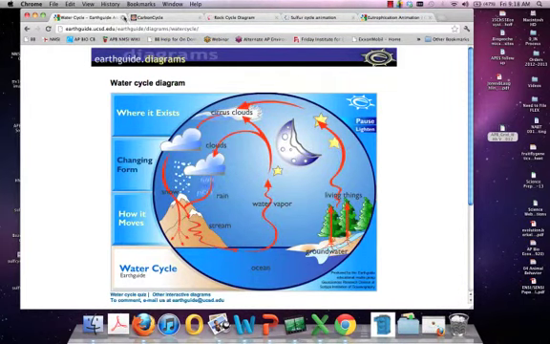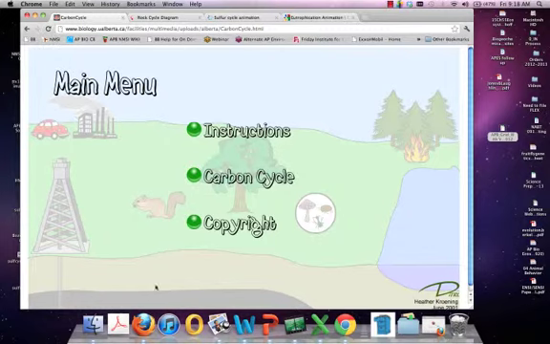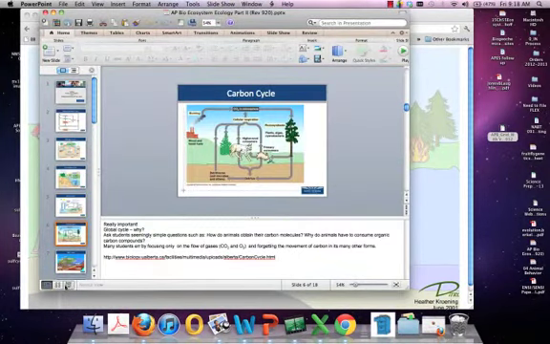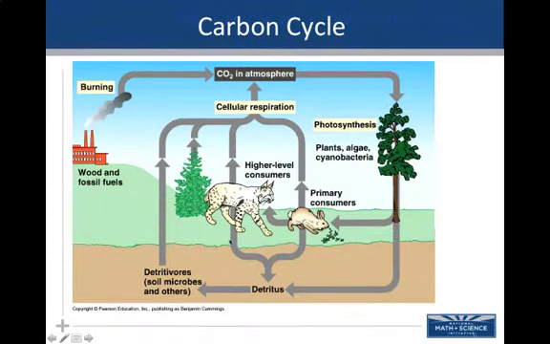Okay, so I think the water cycle, I'm not going to hit that too hard because I think that's the one y'all are the most comfortable with. All right, let's look at the carbon cycle. And so the carbon cycle involves cellular respiration and photosynthesis, which obviously has the component of the sun for photosynthesis.